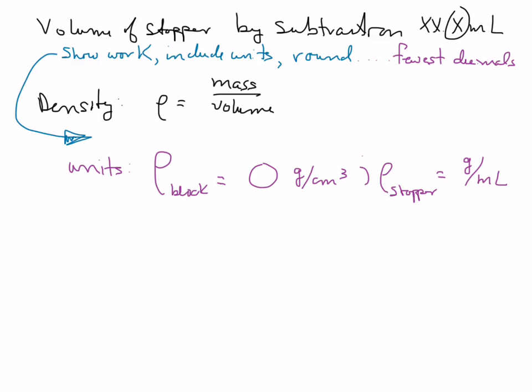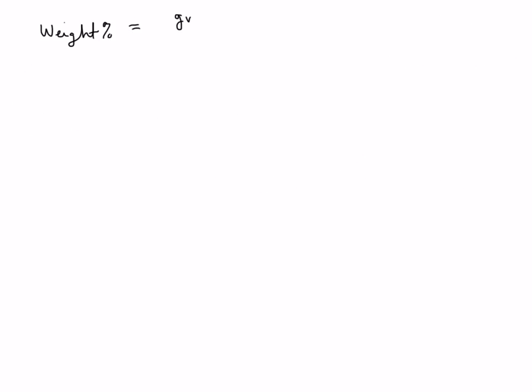Units of density are always mass per volume. Units of density for your block will be grams per cubic centimeter. Units of density for your rubber stopper will be grams per milliliter. Both awesome. Since we're dividing here, don't forget to round according to significant figures for that one. Okay, so then the last part.